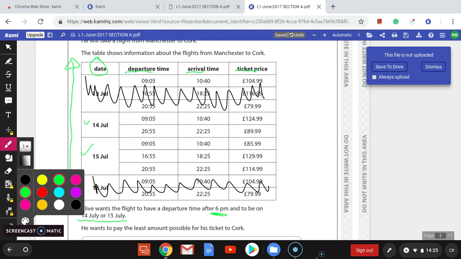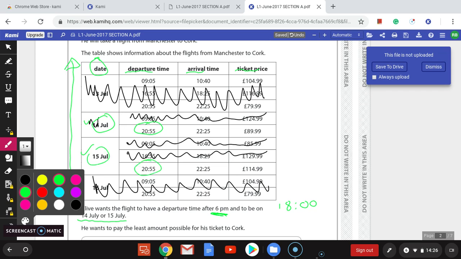Also, this bit of information here, 6 p.m. needs to be after 6 p.m., which is the same as, hopefully some of you know, 1800. So we can eliminate all the ones that are not after 1800. So that would include eliminating this one. You'd remove this one here and also this one here, which would leave you with two possible answers, and that would be the 14th of July, the 8:55, or the 15th of July at 8:55.